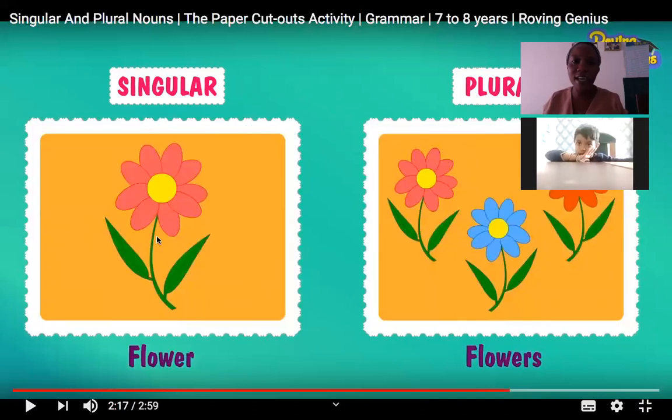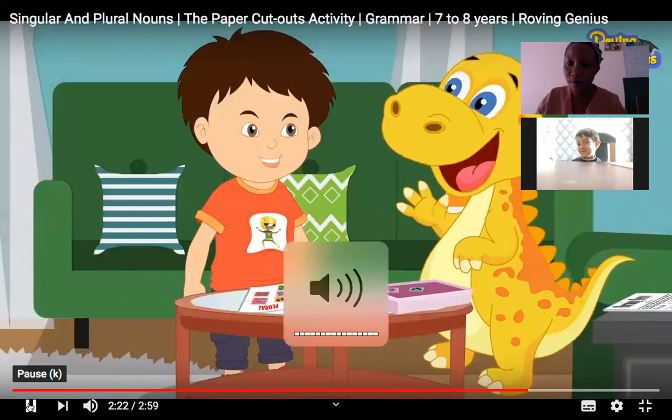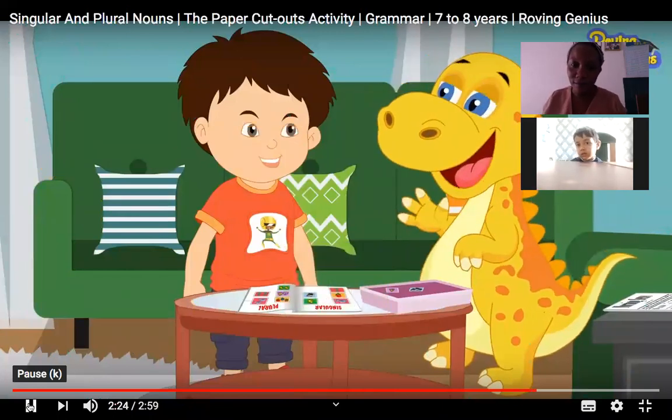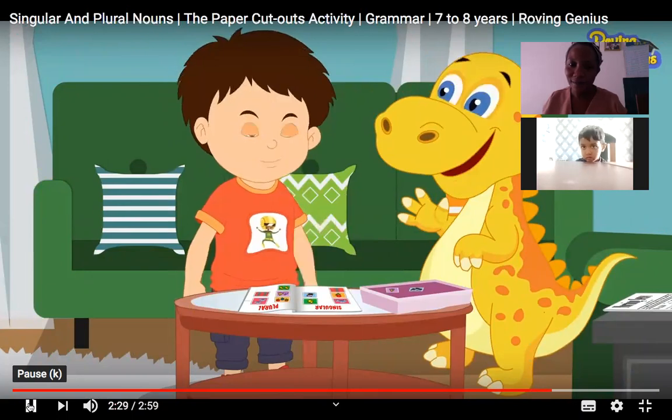This one, it says flower and 3 what? 1 flower, 3 flowers. Clap for yourself. That's my boy. 1 flower, 3 flowers. Now you know what singular and plural nouns are. Can you complete your activity? Oh yes, I'll just finish it up, you see.